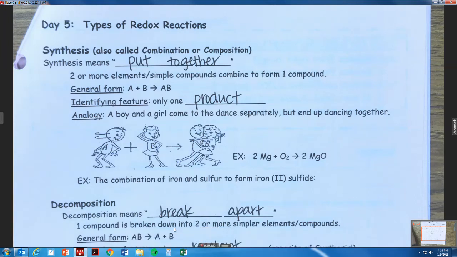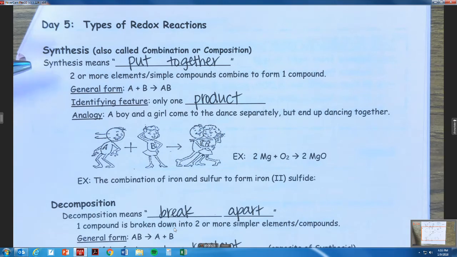Okay, hey guys, so today we're going to be talking about day 5 notes, the different types of redox reactions that we have. So the first type of redox reaction that we have is synthesis. It's also called combination or composition. Okay, so synthesis means to put together.